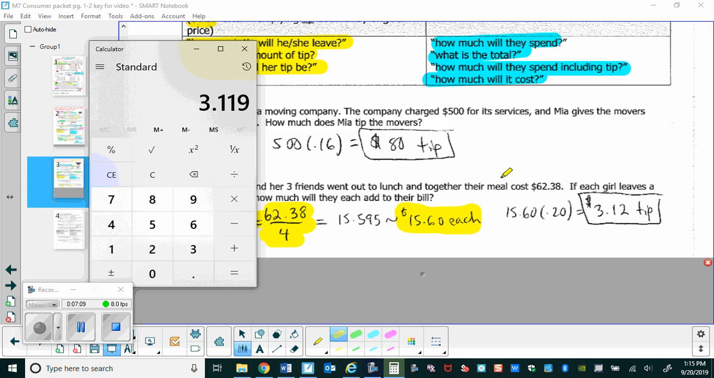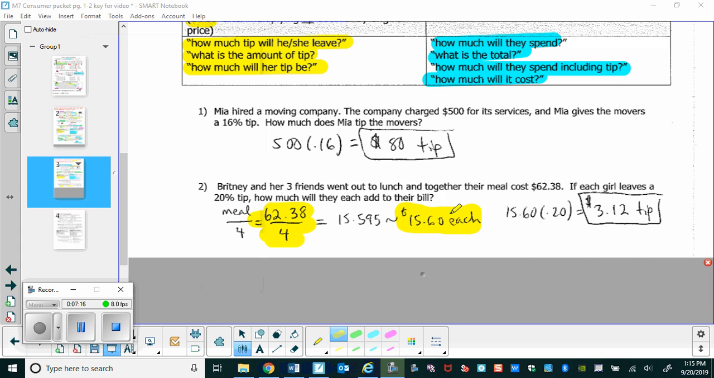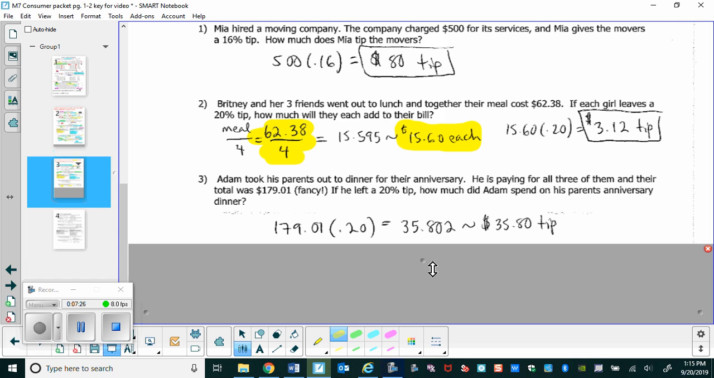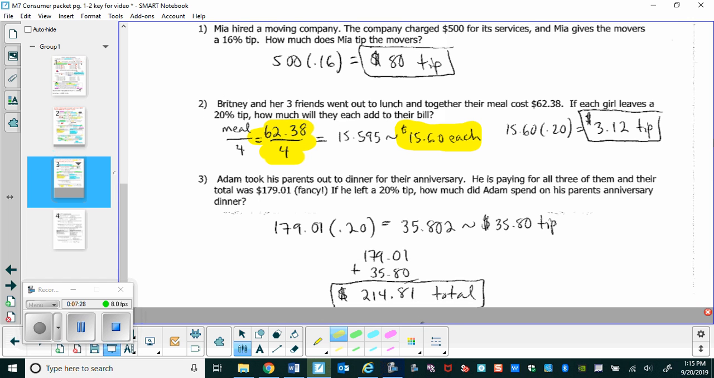It's the same answer. So you can divide the meal by 4 to begin with, and then see what a 20% tip would be for just that amount. Or go ahead and tip 20% and divide it by the 4 girls and see how much they would each have to leave, $3.12. And for the last one here, we get $214.81.